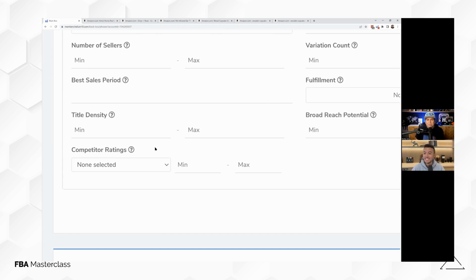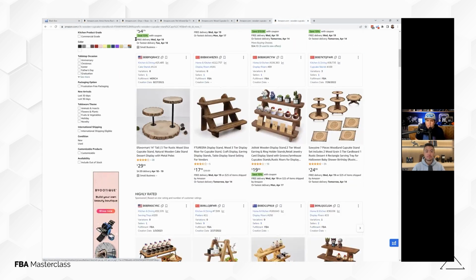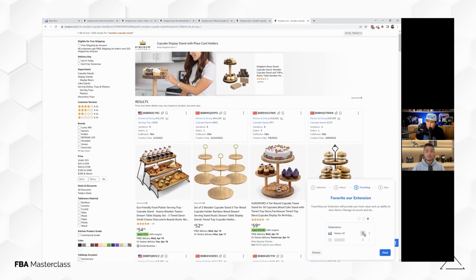All right. So title density means the number of listings on page 1 that have that searched keyword phrase in phrase form in the title. So that sounds like a mouthful. Let me show you what I mean. I bet you the title density on this page is not that high. Let me see. Do we have something that shows that?